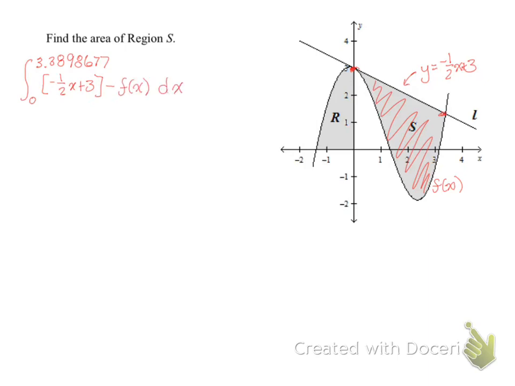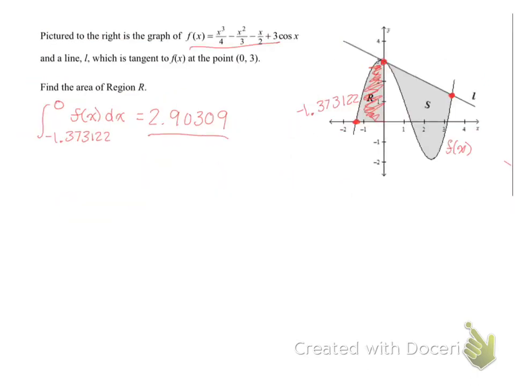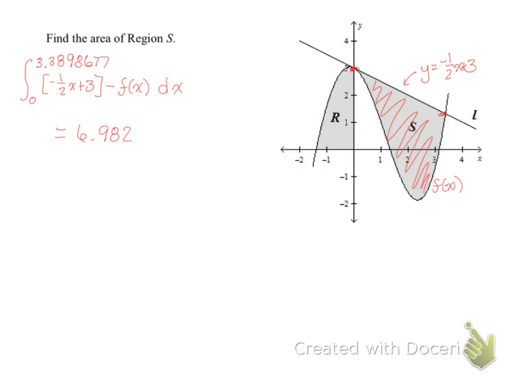I don't want to write out that whole thing again. But if you punch that into your calculator, you should get 6.982. Does this value make sense? Well, what was the area of region R? If we look back a couple of slides, R ended up being 2.90 something. Region S is significantly larger, 6.9 something. So that kind of makes sense in the context of our problem.